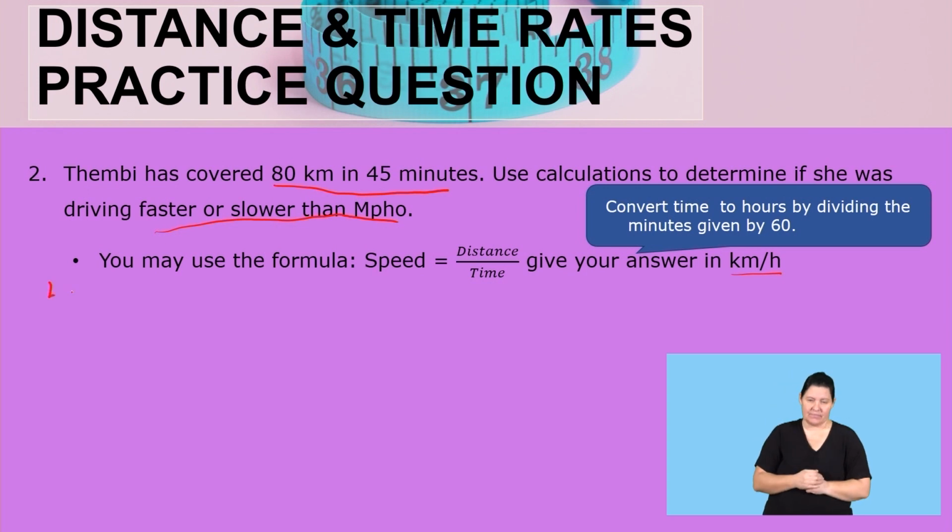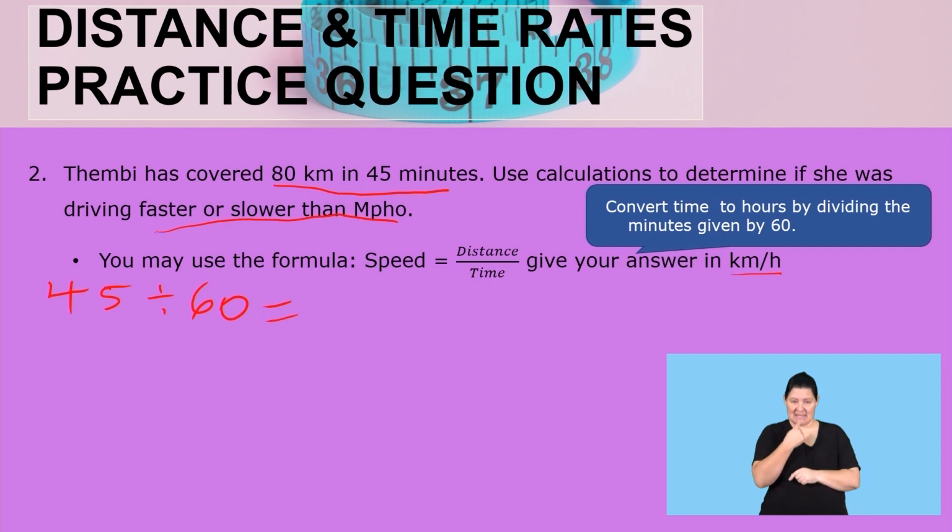Let us convert together. Then we can take 45 and then we divide this by 60, as indicated in the box here. So let us divide together. 45 divided by 60. The answer we get is then 0.75 hours.